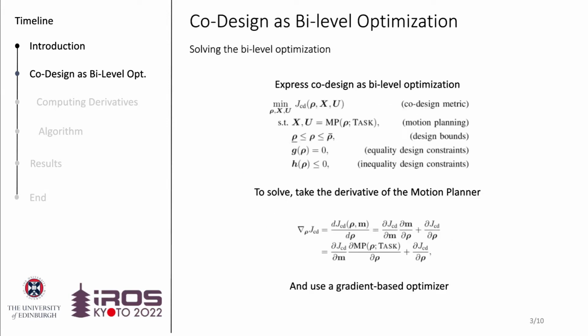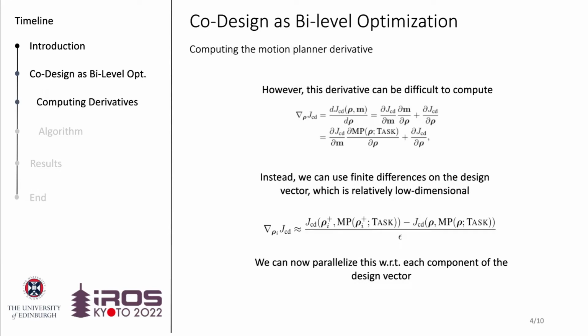To solve the bi-level optimization, we adopt a gradient-based approach. We take the derivative of the motion planner in the lower level. Here we use the chain rule to show the different components of this derivative. This derivative is complex and requires differentiating through the motion planning.